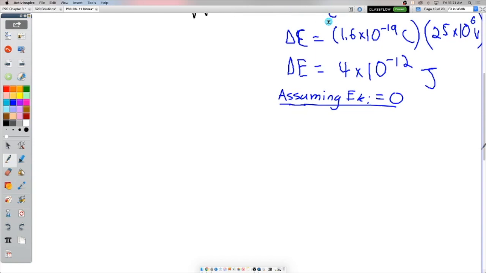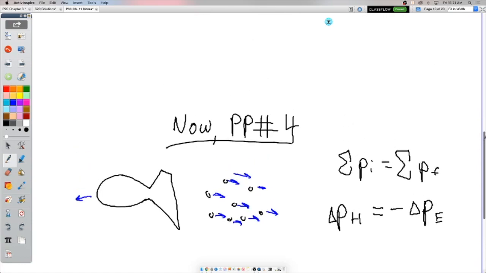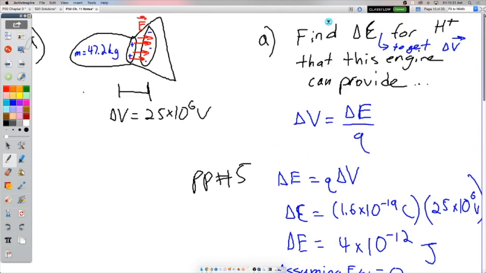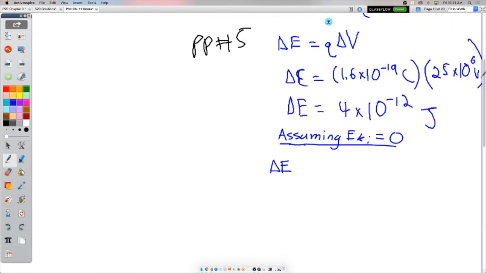Okay, so assuming EKI equals 0, the change in energy, whatever energy they gained by being accelerated through this electric field that we've drawn up here, we found with charge times the potential difference, based on the definition of potential difference. Where is that energy going to go? Well, assuming the best efficiency we can, the change in that electric potential energy is going to become kinetic energy. Whatever potential energy they've lost by being accelerated is going to become kinetic energy.